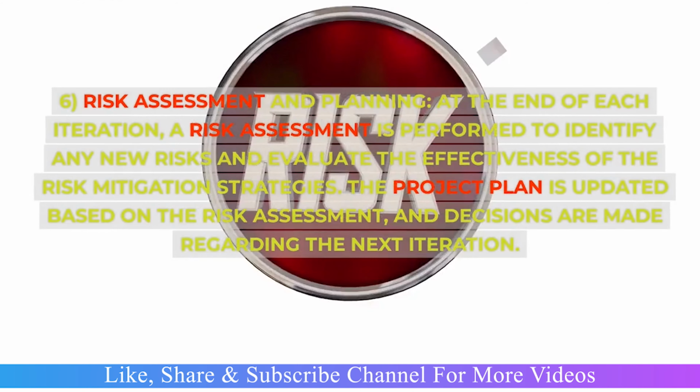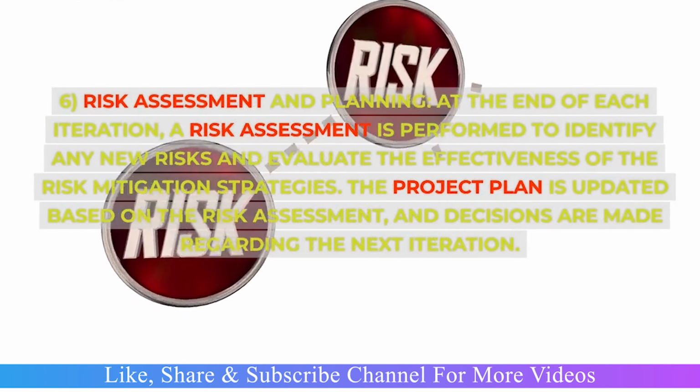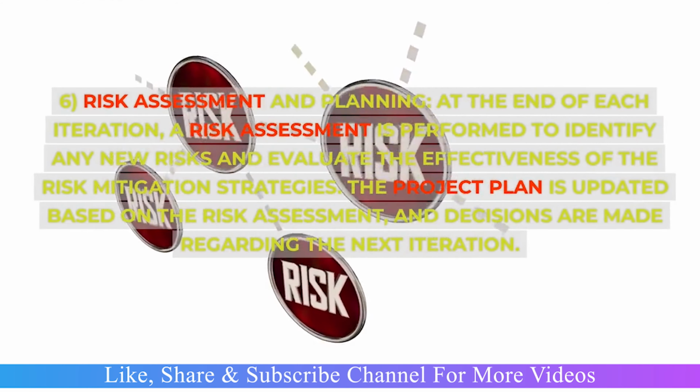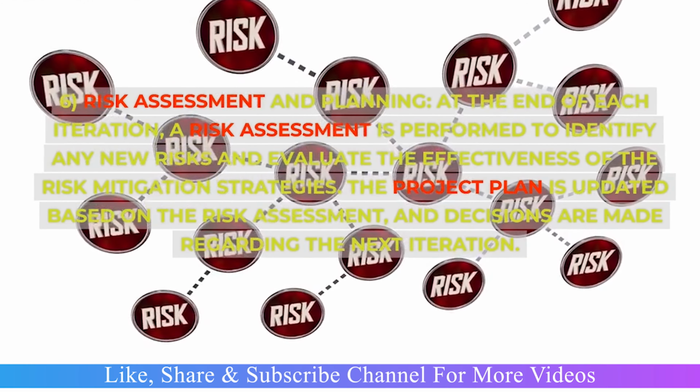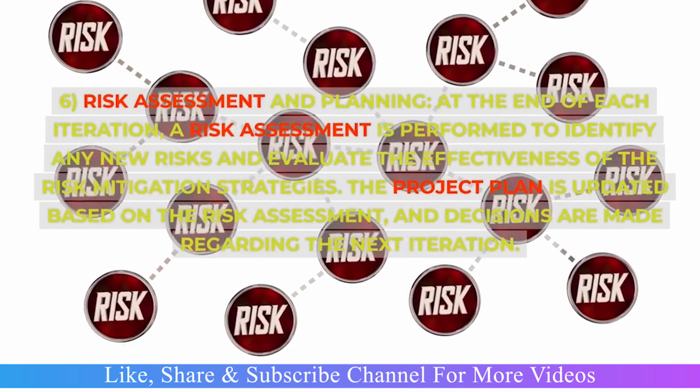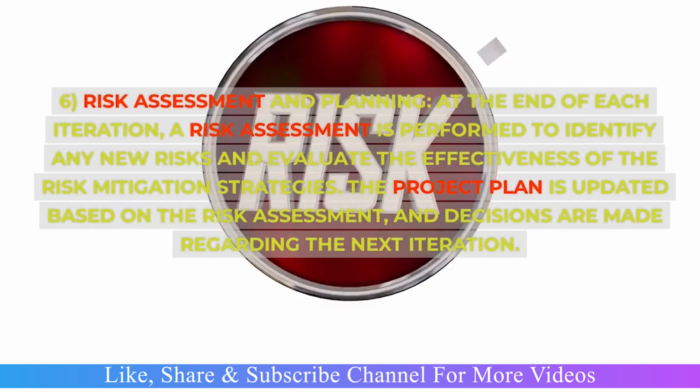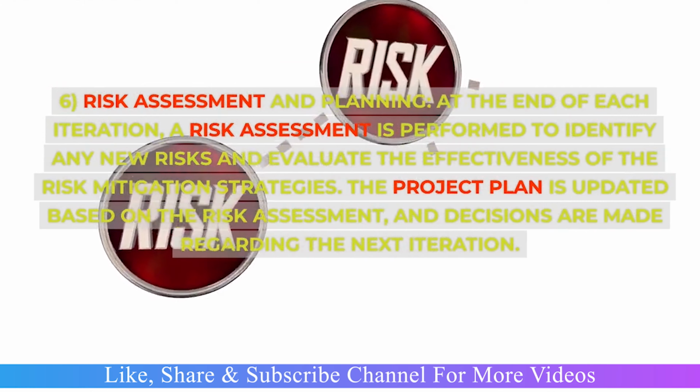6. Risk assessment and planning. At the end of each iteration, a risk assessment is performed to identify any new risks and evaluate the effectiveness of the risk mitigation strategies. The project plan is updated based on the risk assessment, and decisions are made regarding the next iteration.